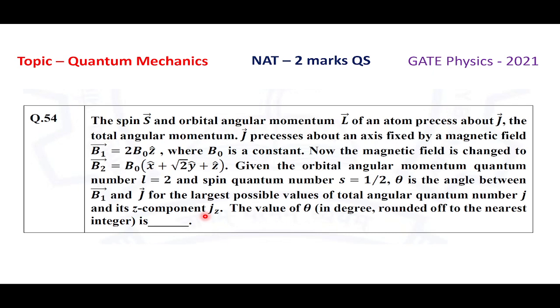Okay, sir, for the angle between J and B1, I'm getting 32.33 degrees. Okay, then what should I do? Then what I have already said: you found the angle theta for B1 and J, right? You have taken the maximum value of J and the JZ value equal to J, because this is the maximum value of JZ, right?